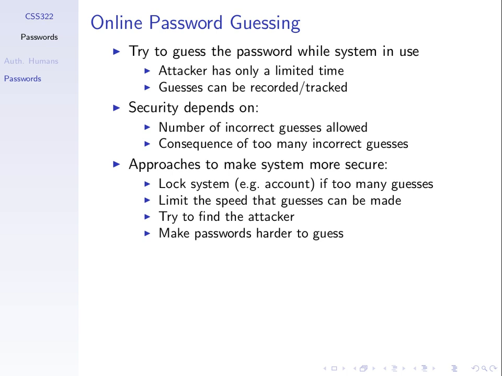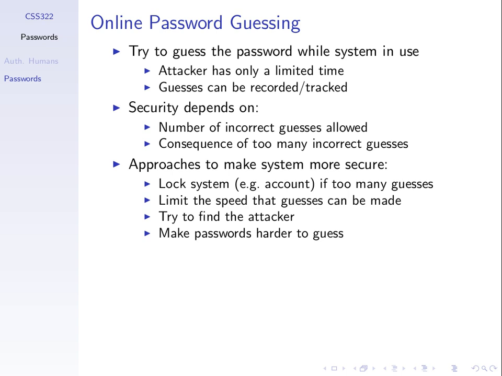The attacker only has a limited time, usually. They don't have as much compute power and as much time as possible. And the guesses can be recorded and tracked. So with online password guessing, if I attempt a password and it's wrong, the system can record that. It could record your IP address and use some other techniques to try to prevent future attacks. In online password guessing, the security depends upon the number of incorrect guesses allowed and the consequence of too many incorrect guesses.